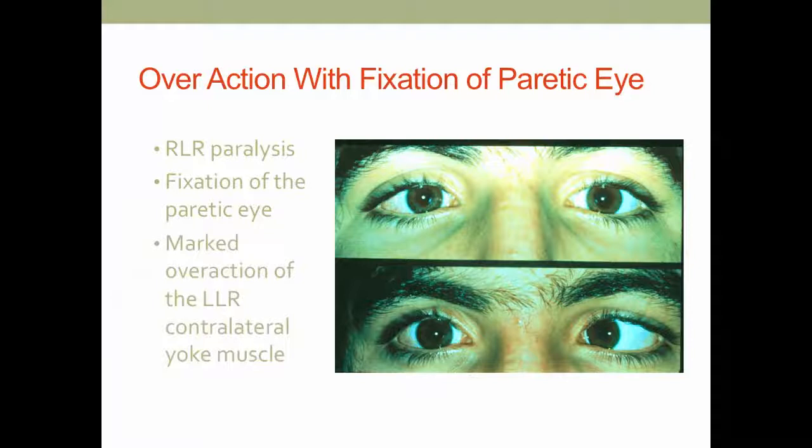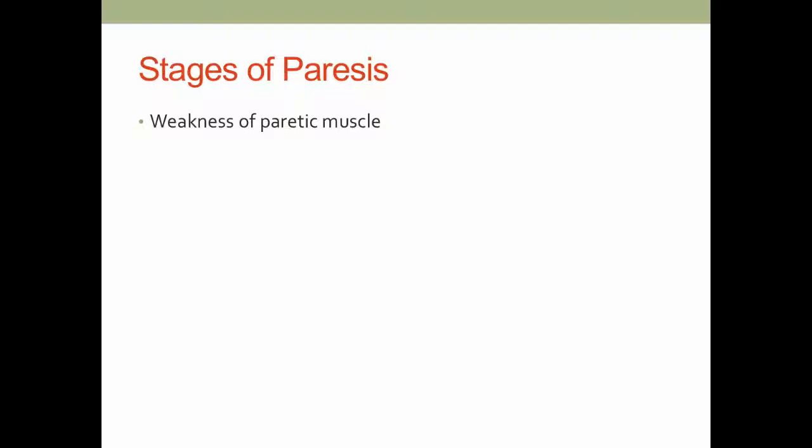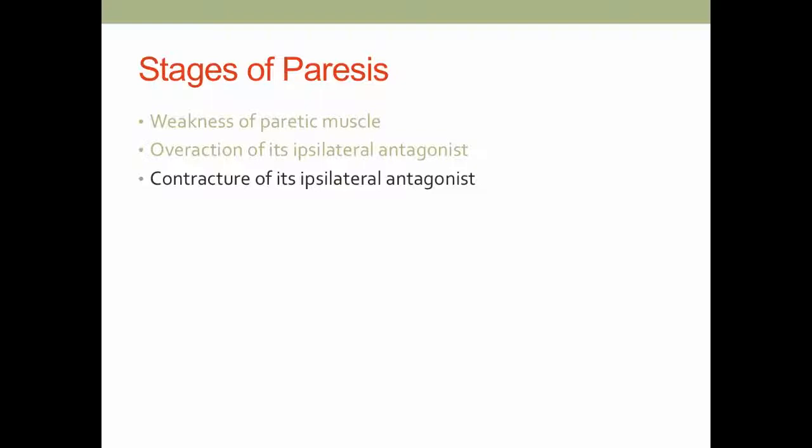It's been talked about that there are stages of paresis. The first thing is that there's weakness of the muscle. Second is overaction of the ipsilateral antagonist. The most common situation for this is a superior oblique palsy, where there's overaction of the ipsilateral antagonist. And then over a period of time, you get contracture. And these changes occur within a few days or a few weeks.